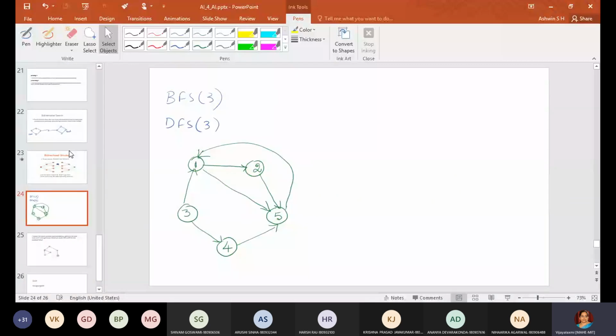So just take down this problem, all of you. I have given here a directed graph. Just try to find out BFS of 3 and DFS of 3. You come with the answer. I'll ask you in my next class. Here what you do, you write the adjacency matrix. Then it will be easy to find the solution. Please take down this. Determine BFS of 3 and DFS of 3 for the graph shown.